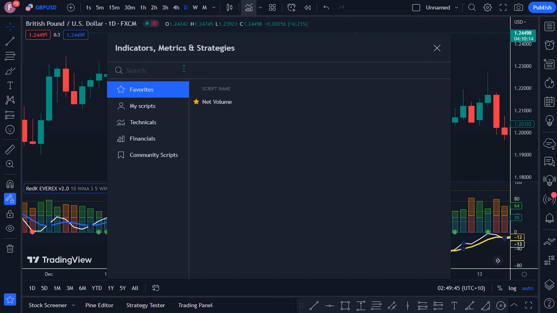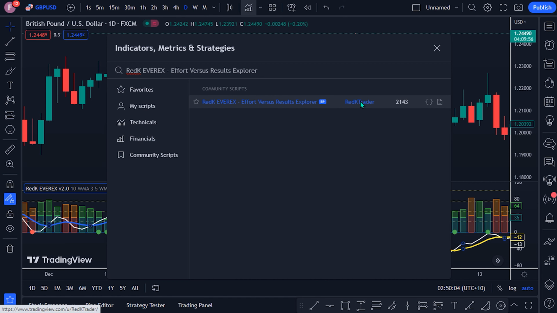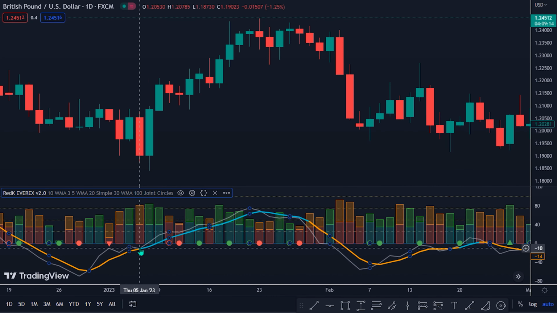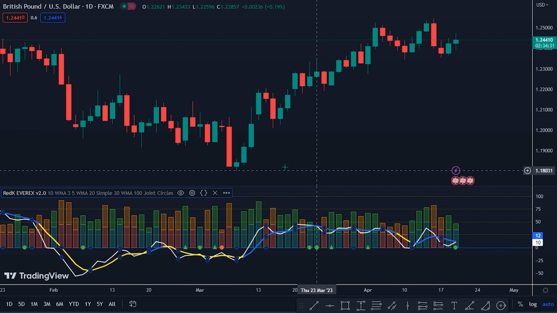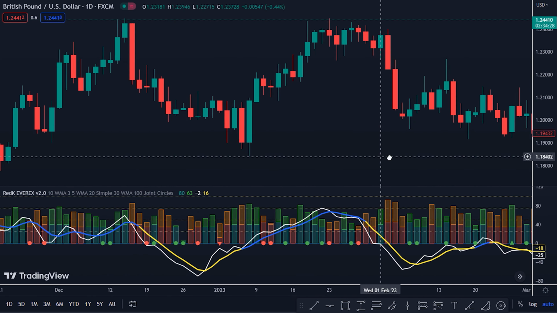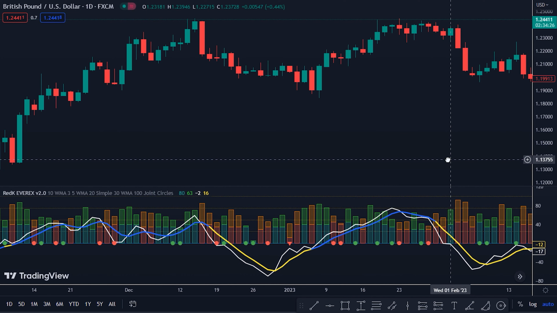To apply this indicator on the price chart, search the keywords the RedK EVEREX Effort vs. Results Explorer. Select the EP version by RedK Trader. Here's the technical indicator on our price chart. How does the RedK EVEREX Effort vs. Results Explorer indicator work in the market?